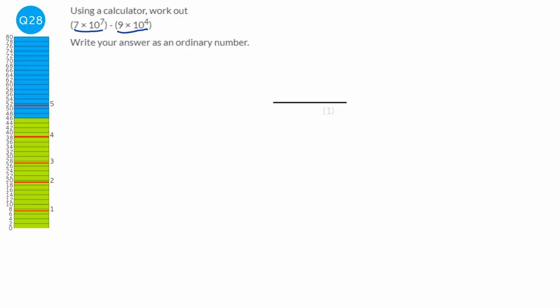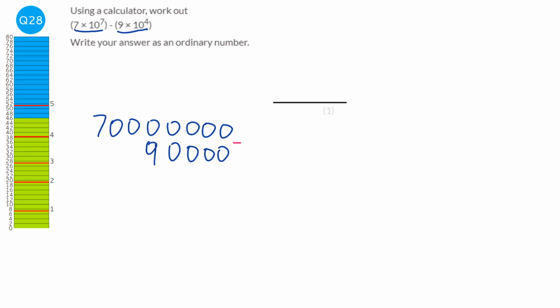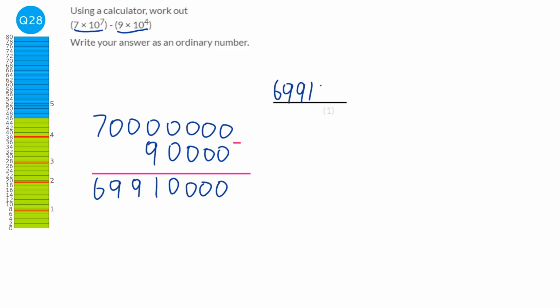So the only way of answering this question is to work out what these are as ordinary numbers. And so 7 times 10 to the power of 7 would be 7, 1, 2, 3, 4, 5, 6, 7, and 9 times 10 to the power of 4 would be 90,000, so that would be 9,000,000, and so we're just subtracting them like that, and so we'll get 6991000. And obviously if this is on the calculator paper, just type it into your calculator.